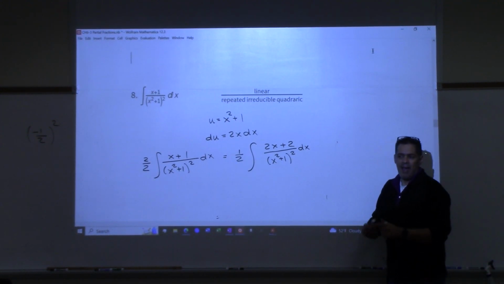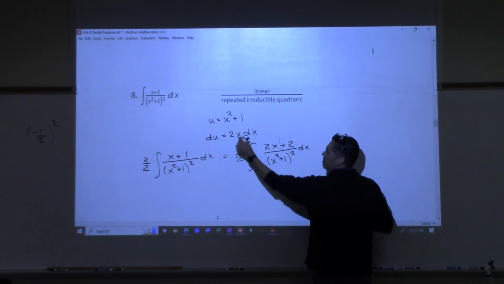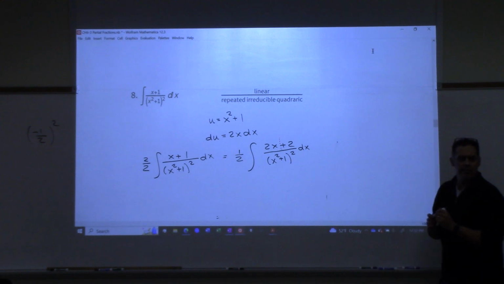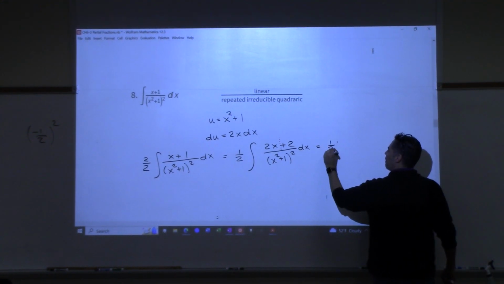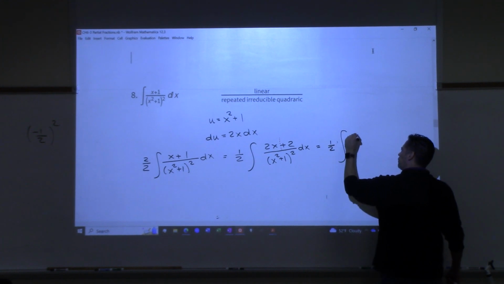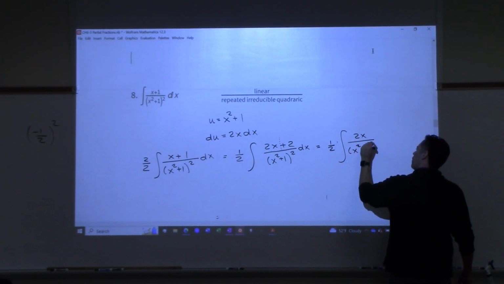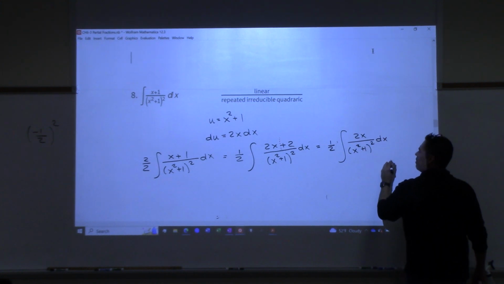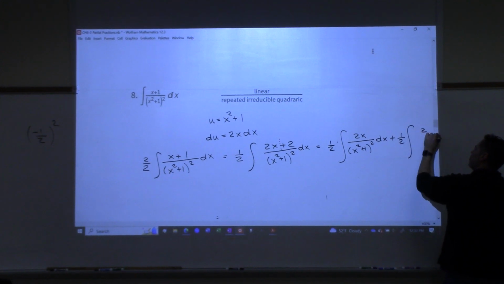And now I don't need to add or subtract a number because I have exactly what I want right there. That 2x is exactly the derivative of the bottom. But I am going to split it into 2 integrals. And my other integral's going to have a 1/2 in front of it. It'll have the 2, and then I'll have x squared plus 1 squared dx.